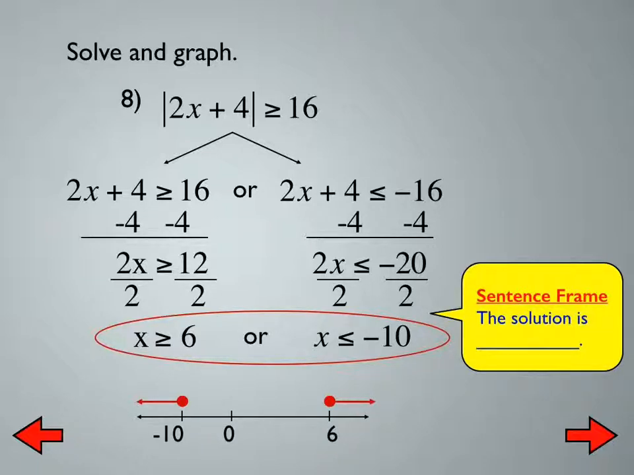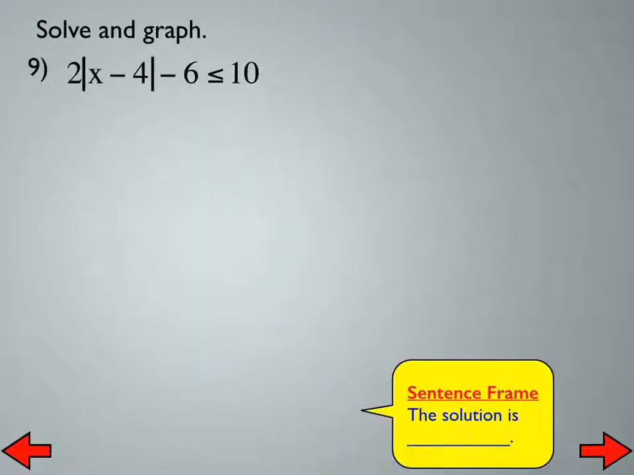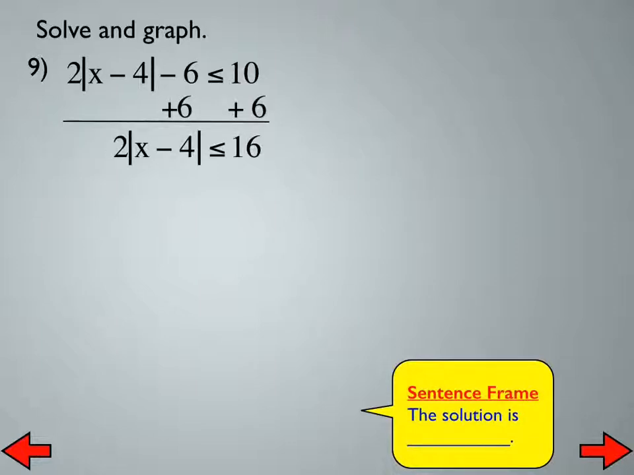Now, I'm going to quickly go through number 9 because I think it's fairly obvious what we are supposed to do. And if it's not, we're going to clear it up right now. All the other problems, the absolute value was by itself. In number 9, it is not by itself. How am I going to get it by itself? Inequalities work just like equations. We have to get the absolute value part by itself before we want to split it up. So what should I do first, quickly? Add 6 to both sides. Then what do I need to do? Just say it. Divide both sides by 2.